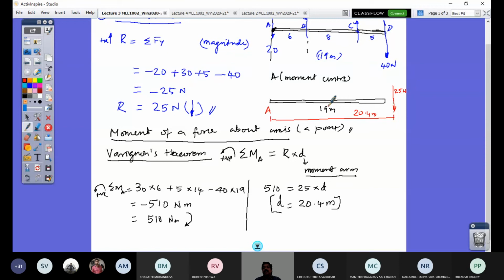Look at this, it is a very interesting problem. These 4 forces acting on a member are now replaced by a single force which does not have its line of action on the member, right? When you mathematically apply Varignon's theorem, you see this 25 Newton force is coming out of the member.